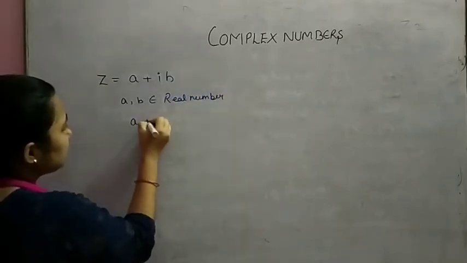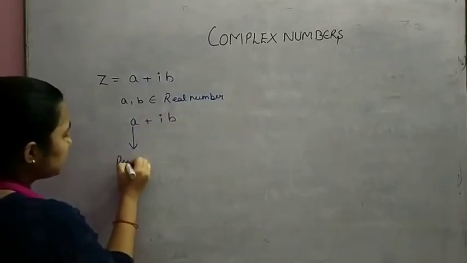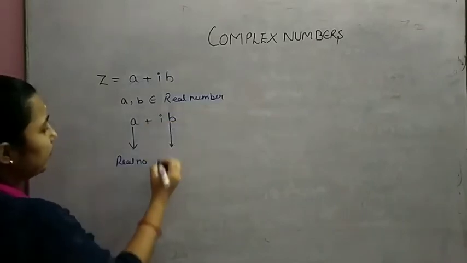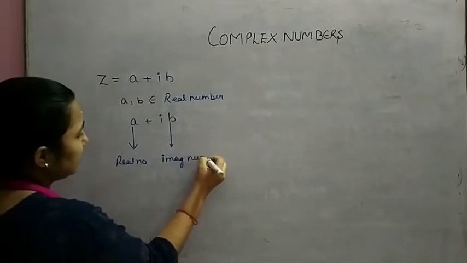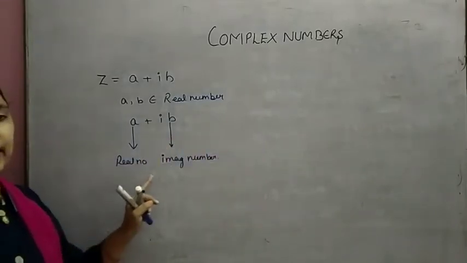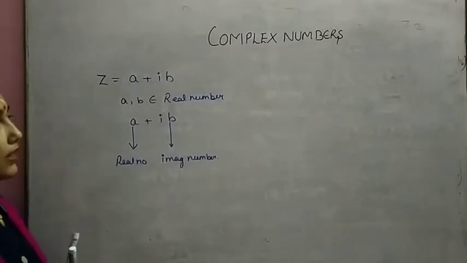And the part A is known as the real number, and iB in combined format is known as the imaginary number. Correct? So the combination of real and imaginary is called a complex number. Next question.